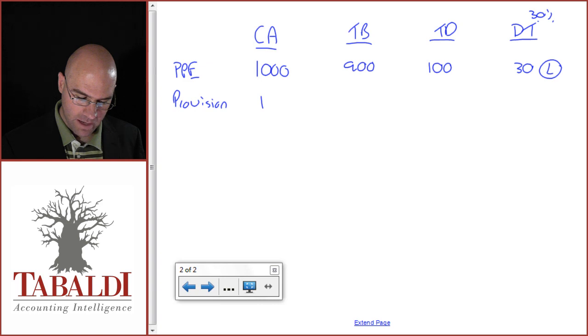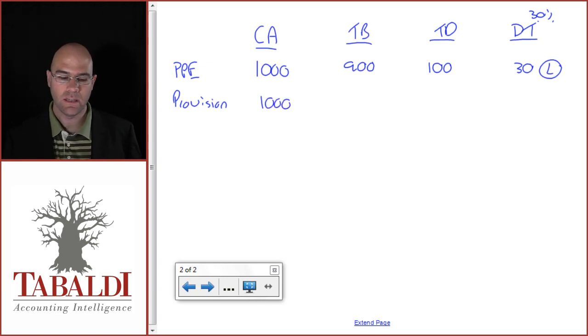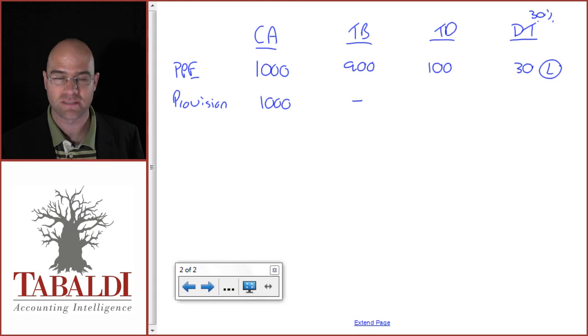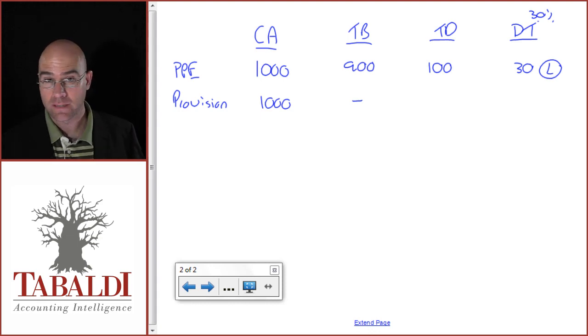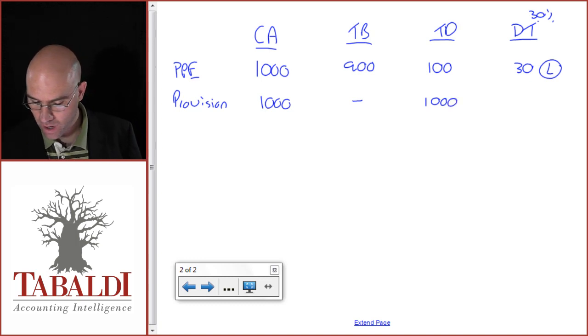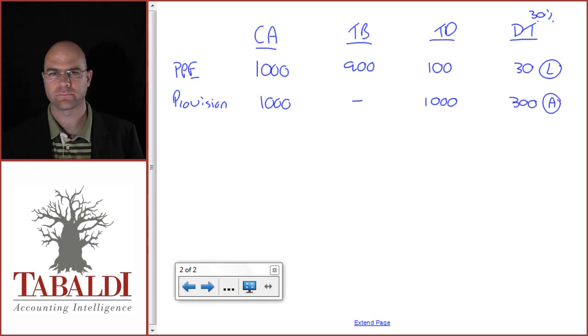Let's say I have a carrying amount of 1,000. The tax base there would be the carrying amount minus future tax deductions, which is going to be 0 as discussed in earlier lectures. The temporary difference there would be a future tax deduction of 1,000, and that would give rise to a 300 deferred tax asset.